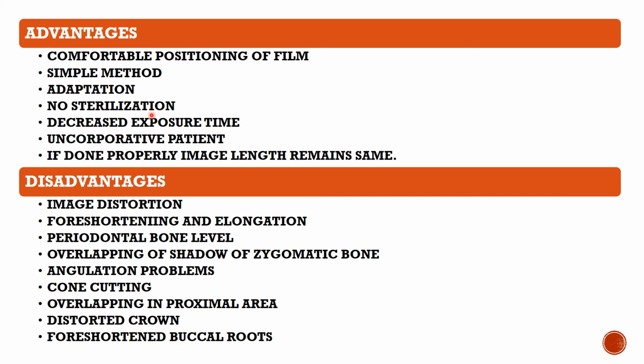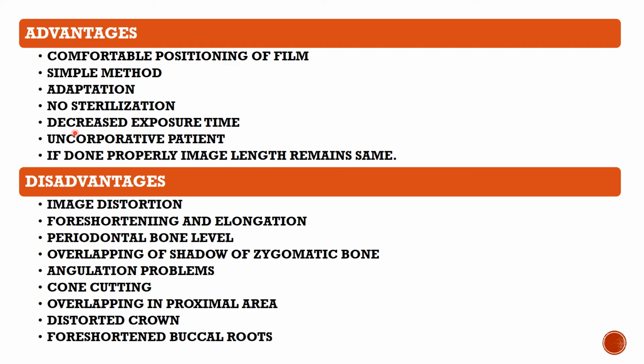Now what are the advantages and disadvantages of it? Advantages: it is comfortable positioning of the film. So the positioning of the film packet is comfortable for the patient in all areas of the mouth. It is a simple method. Then the next advantage is the adaptation. So it can be adapted according to the shape of most dental arches. Then there is no sterilization of the holder required as they are not very much used.